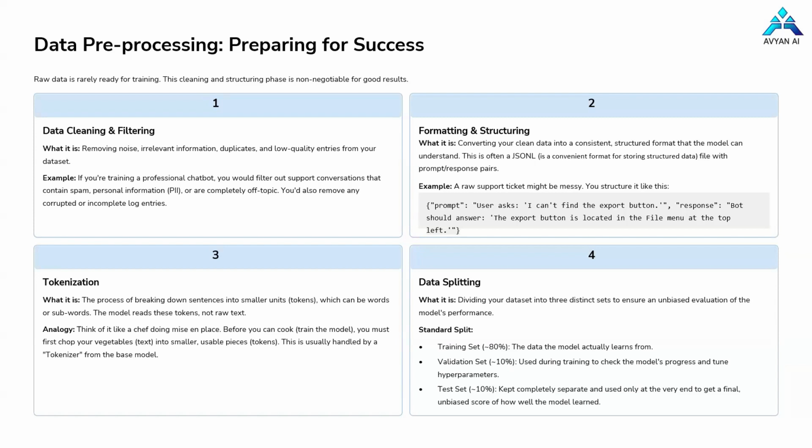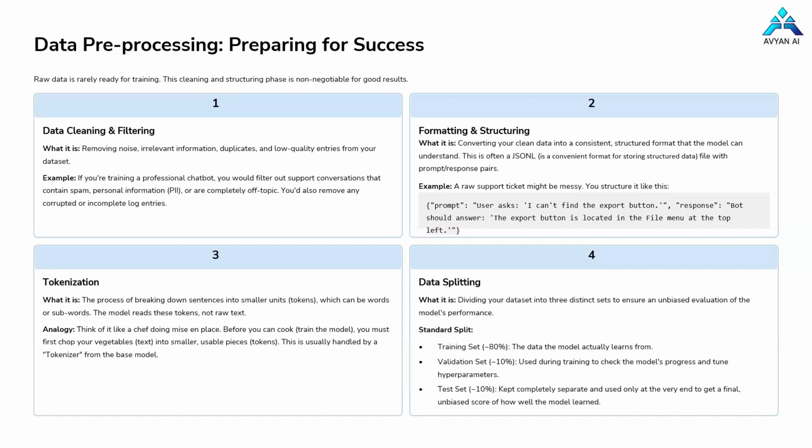Data cleaning and filtering, which we already know from most of our regular projects, we will also try to do that. Then formatting and structure, I told you, right? JSONL. So the document is going to be converted into this format. The user asks, "I can't find the export button." The response could be, what should the answer be? "The export button is located in the file menu at the top left." So it will create the structure based on the document that you supply.